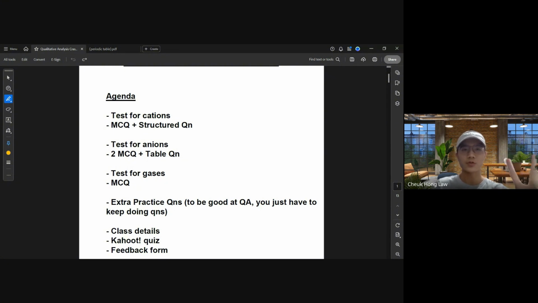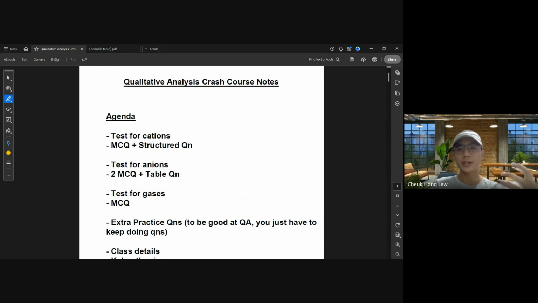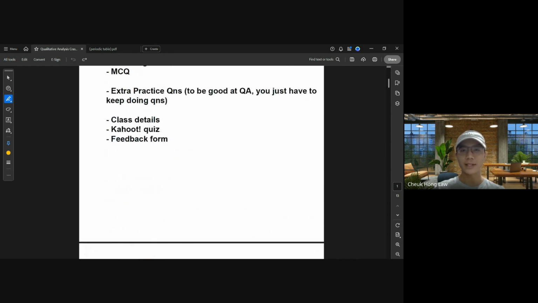So even though it's just three things, the question can test you two of those or all three, and can even bring other topics in as well, especially for this chapter. So we have to really master this chapter in order to do well. Then there'll be extra practice questions. If we have time at the end, I'll go through these extra practice questions. If we don't have time, I'll just go into the Kahoot quiz and everything else. Okay, so without further ado, let's begin.